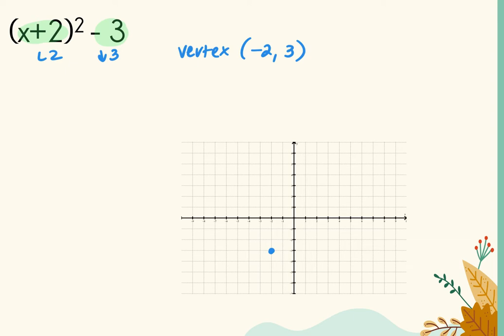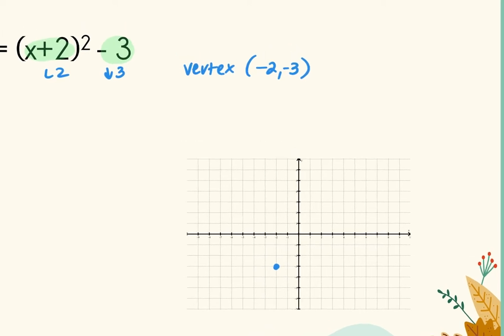Or, negative 3, sorry. Or I pull it from my equation. The h is what's opposite what follows the x, so it would be a negative 2. And then the k is the one that's at the end. I don't change the sign on it. So you change the sign on the h, you don't change the sign on the k. So you can either get it from the graph or you could get it from that.